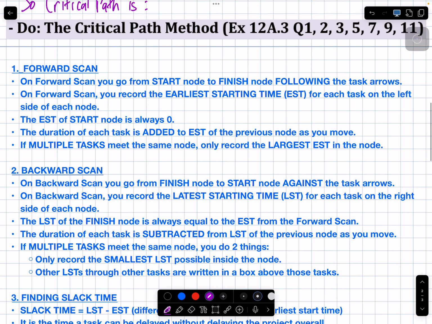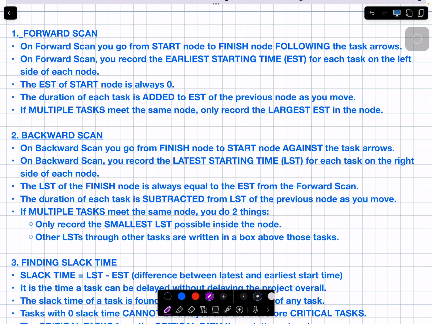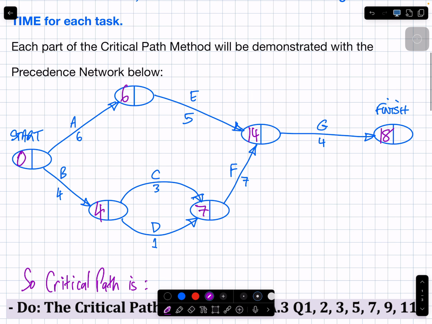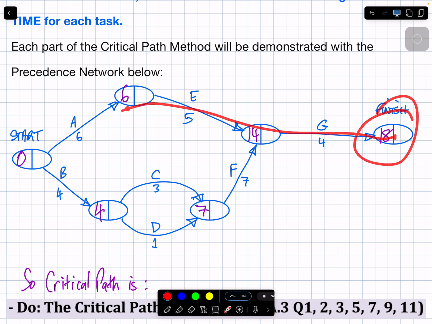Backward scan. On the backward scan, you go from the finish node to the start node going against the task arrow. So what does that mean? You're going from here back this way. If you're doing it properly, you're going against the arrowheads. If you're doing a backward scan, you should be going in reverse of the arrowheads. If you go forward, you stuffed it up.